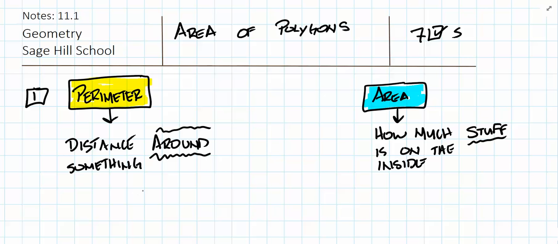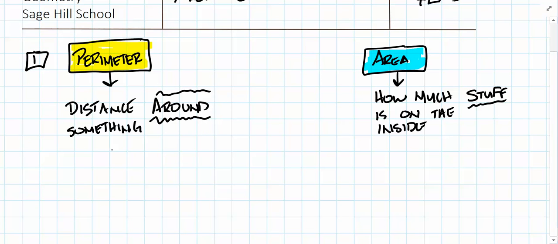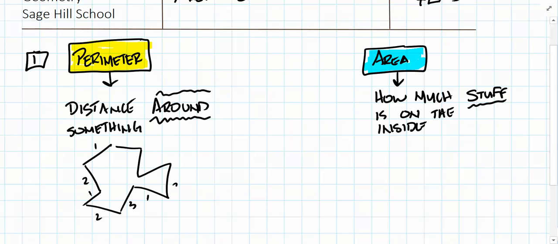So as an example for you, let's say I have this crazy little polygon here, and it looks something like this. I told you that was 1, that was 2, that was 1, that was 2, that was 3, that was 1, that was 2, that was 1, that was 2, and that was 1. How would you find the perimeter of that crazy little polygon right there? We would just add up all the outsides, right? The perimeter, we're going to use a capital P for perimeter.